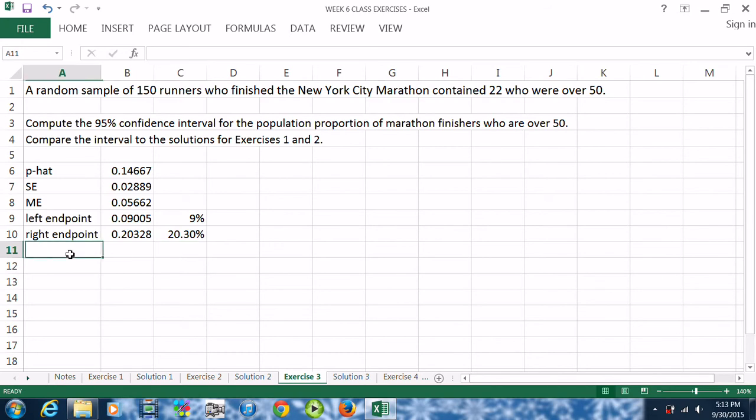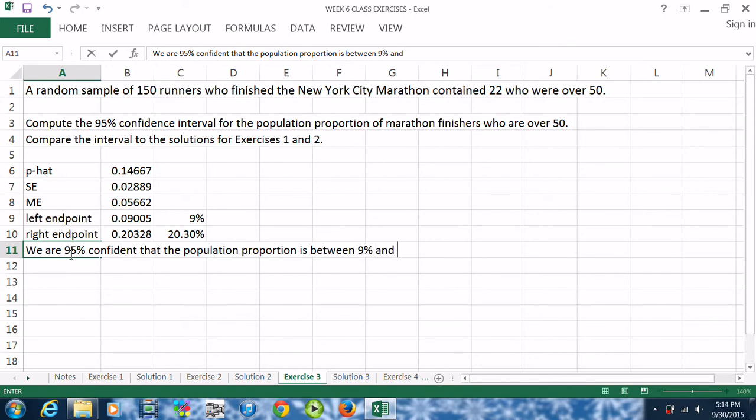So we are 95% confident that the population proportion of those runners who finished the New York City Marathon who are over 50 is between 9% and 20.3%. So we see we cannot make a claim of less than 20% because it could be bigger, it could be up to 20.3%. Can't make a claim of greater than 10% because it could be less, it could be as small as 9%.